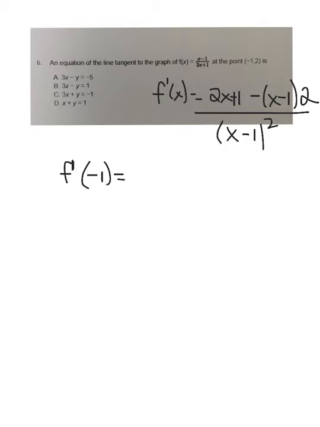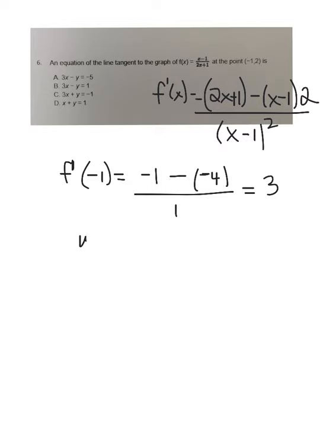So we're going to do 2 times negative 1 plus 1, which would be negative 1. Okay, and then minus, and this will be negative 4. And this whole thing will be over 1. And when we work that out, that's all 3.